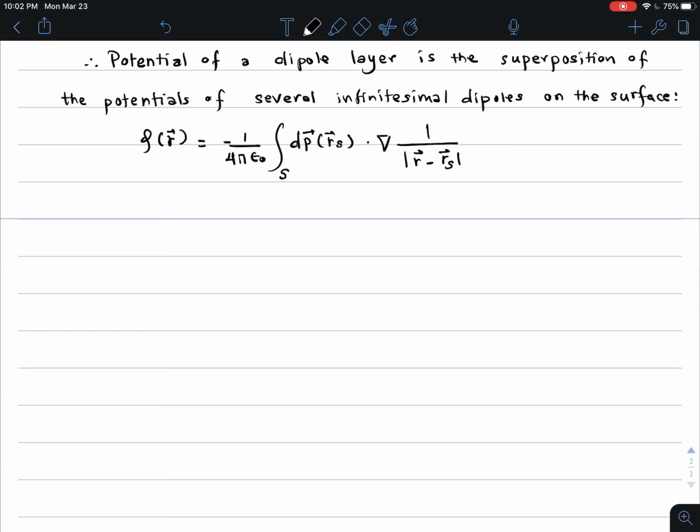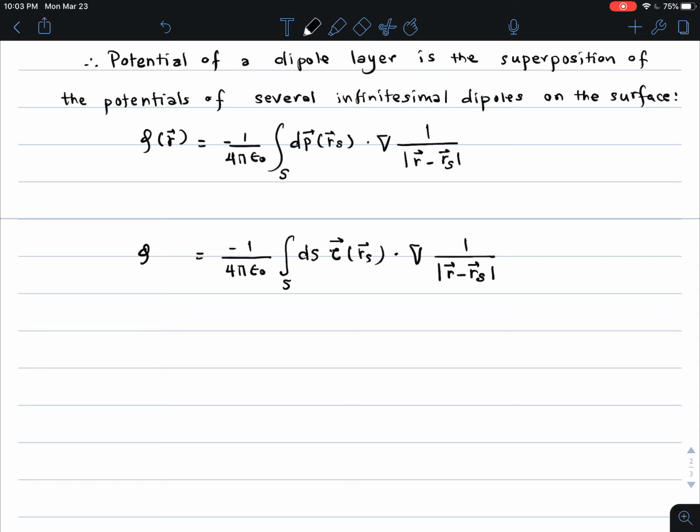And so what we need to do now is write it down in terms of the dipole moment per unit area. And so it is still the surface integral. Instead of dp we have now the surface integral times tau of rs dotted with the gradient of 1 over r minus rs.